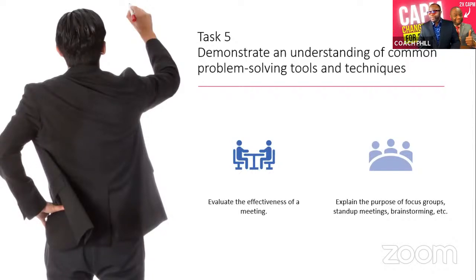Task 5, demonstrate an understanding of common problem-solving tools and techniques. So you got to know your tools and techniques for problem solving. Again, very well covered in chapter 8 under the managed quality process, and also very well covered elsewhere. So evaluate the effectiveness of a meeting, explain the purpose of focus groups, stand-up meetings, brainstorming, and so on. You can find some of those in the 7th edition.